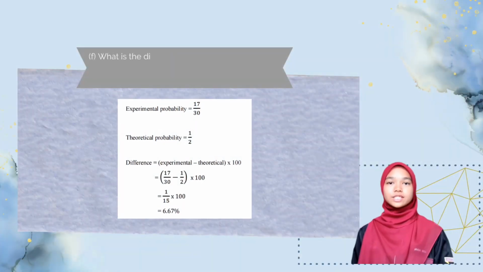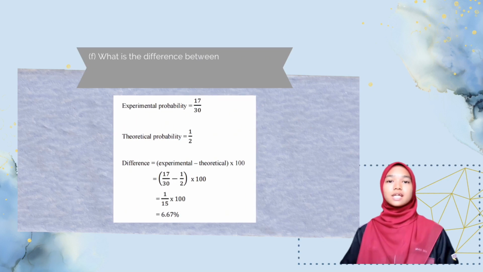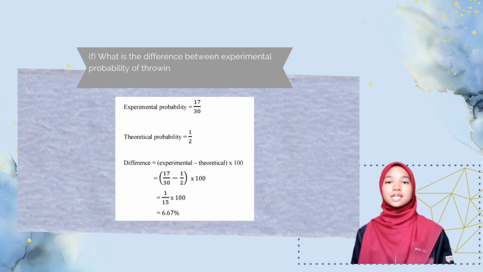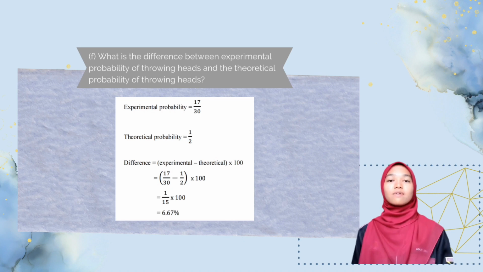So for this question, we know that the data for experimental probability is 17 over 30 and the data for the theoretical probability is 1 over 2. So we can find the difference by subtracting the experimental probability from the theoretical probability. From the answer, we get the percentage by multiplying by 100. So here we have 6.67% as the answer.